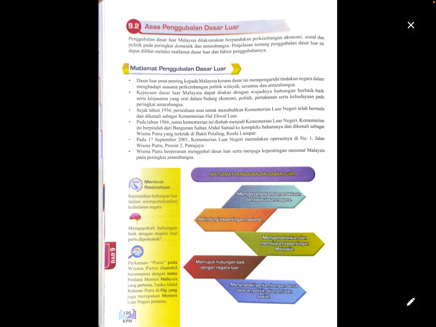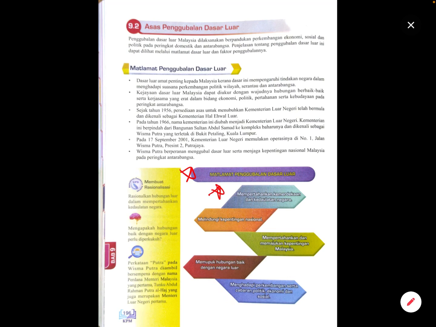Sejak tahun 1956, persediaan asas untuk menubuhkan Kementerian Luar Negeri telah bermula dan dikenali sebagai Kementerian Hal Ehwal Luar. So they've already been planning these outside relations from the start because Malaysia has to make friends after it becomes a country, right? And then it used to be known as Kementerian Hal Ehwal Luar, outside matters, and then it changed to Kementerian Luar Negeri, outside country, outside state. And this is just where the building changed to. But yeah, here's the peranan, the matlamat.